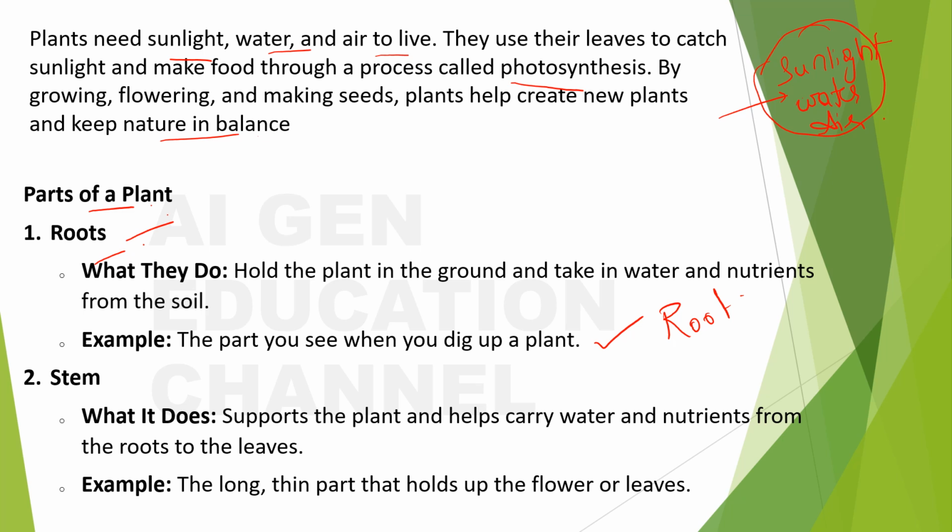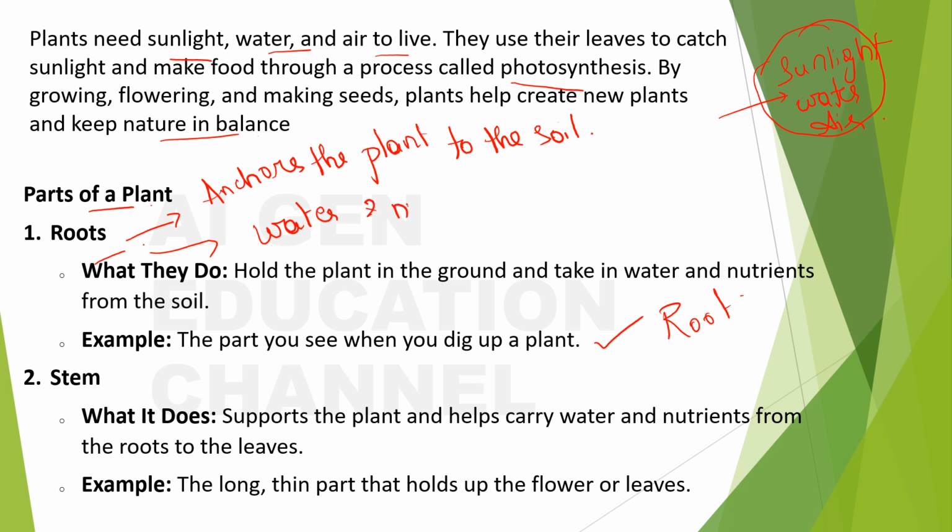Next, what does it do? It does two things. It anchors the plant to the soil. Next, it takes the water and nutrients from the soil and sends them to the plant through the stem. So these are the functions of the root.